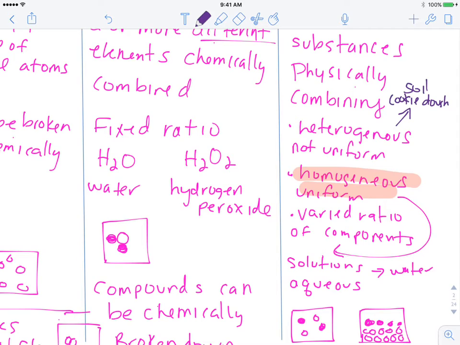Heterogeneous mixtures, non-uniform mixtures, they tend to happen where you have different phases, solids and liquids, sand and water. Those will settle out. Homogeneous mixture solutions, those will mix together completely, and you won't be able to tell the components apart. You'll have a uniform composition. If you dissolve some salt in water, you get salt water. It's uniform throughout.